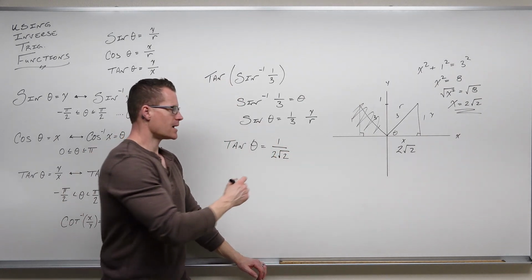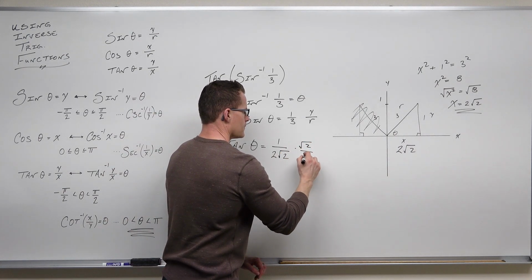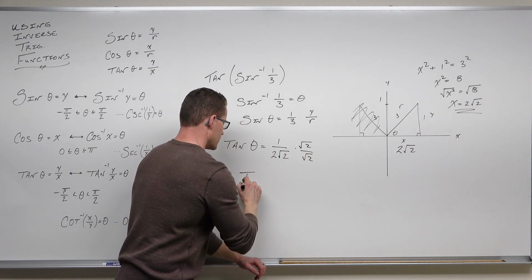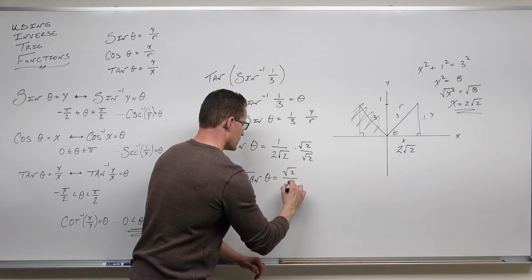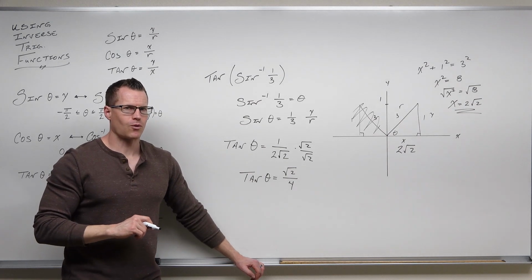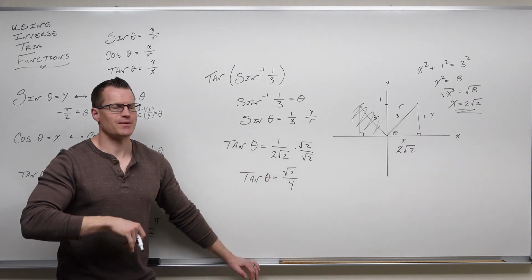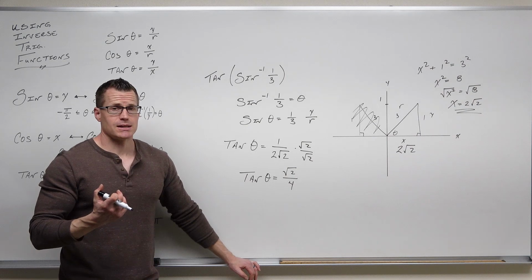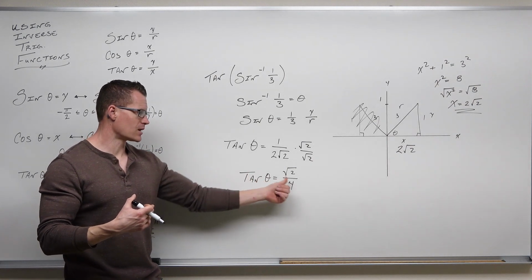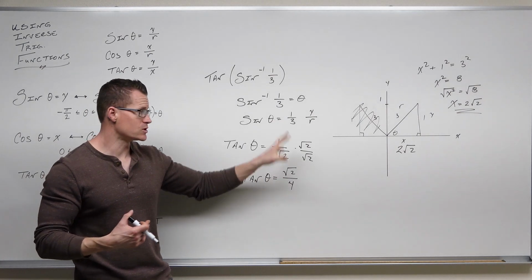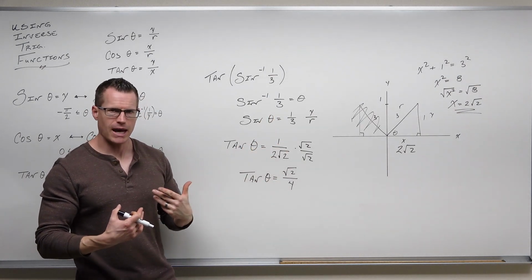If you rationalize that, we get square root 2 over 4, and no, you can't simplify it further. Don't simplify that. That'd be bad news. But that's it. This is what we're looking for. You're looking for what tangent of an angle is going to give you, a relationship among sides. We just found it. You don't even really care about what the angle is.